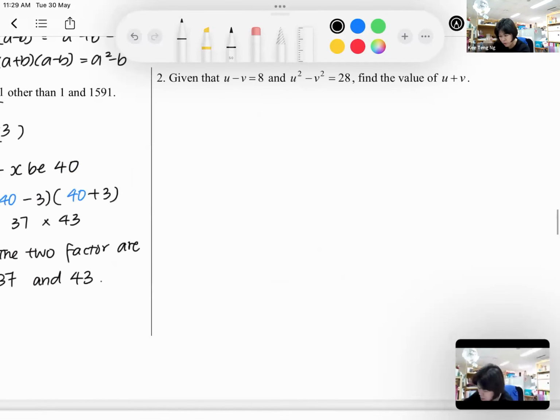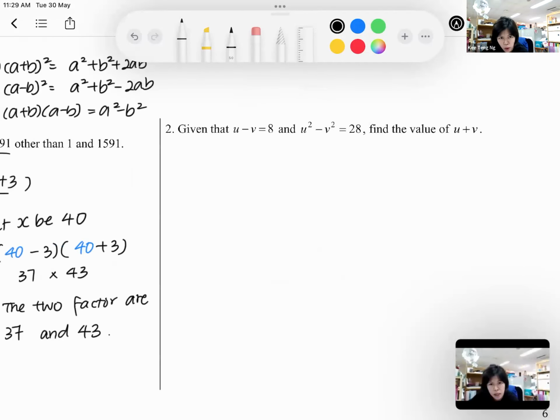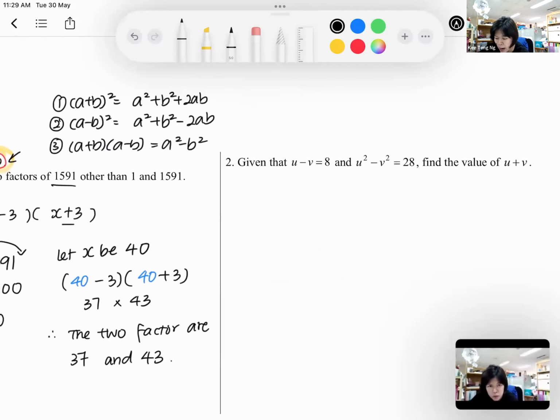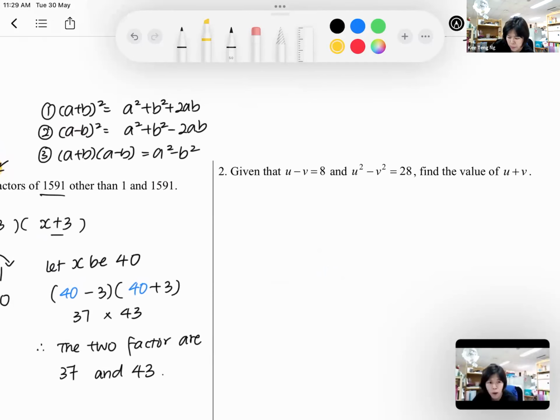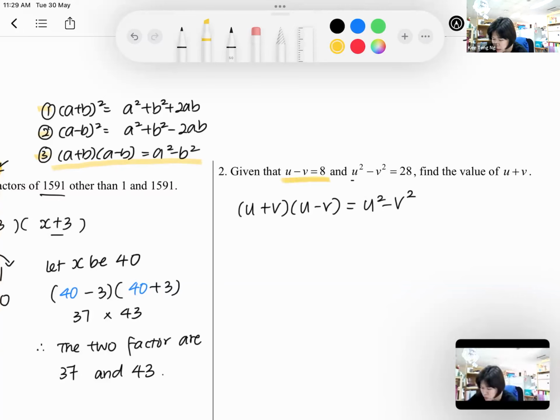Okay, let's begin. Given that u minus v and u minus v squared, this one looks like which identity? Number 1, number 2, or number 3? Which one has something squared minus something squared? Obviously, it is identity number 3, right? So I should write it in the form of (u plus v)(u minus v) equals u squared minus v squared. So this is my identity, so I'll write this identity down first. Next step, I got u minus v is the number 8. So I'm going to change this to the number 8.